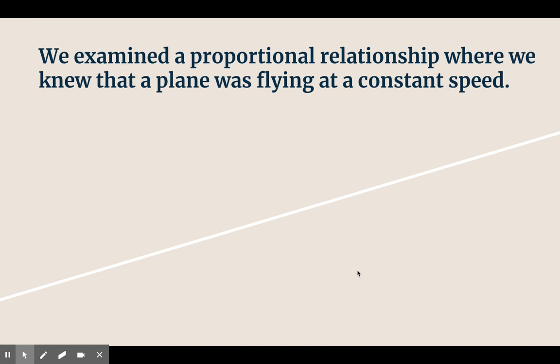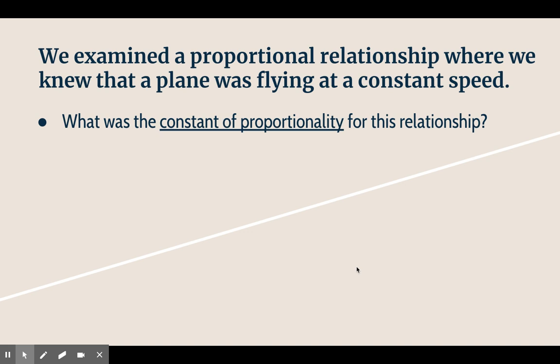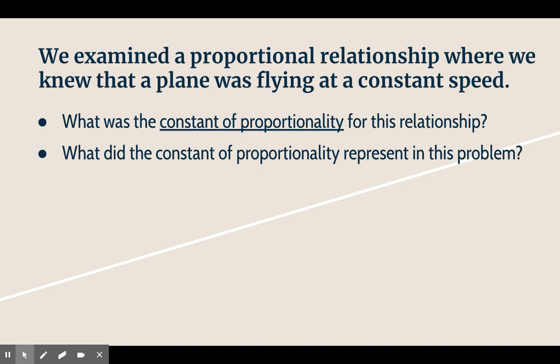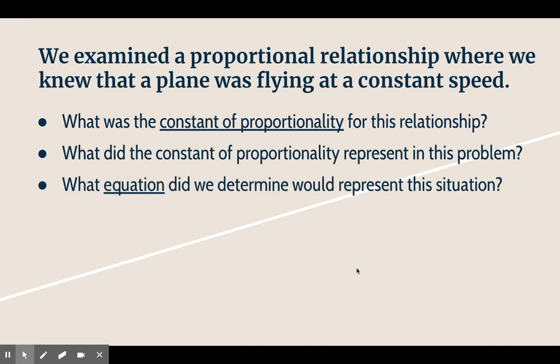Now let's do the same thing for the second activity that we just talked about. We examined another proportional relationship where we knew that a plane was flying at a constant speed. Once again, what was the constant of proportionality for that one? Remember, the constant of proportionality is just that first row of the table, the value for 1. What did it represent in this problem? And then what was the equation that we came up with? We already mentioned them earlier in our lesson, so let's just go back and recap what we found.